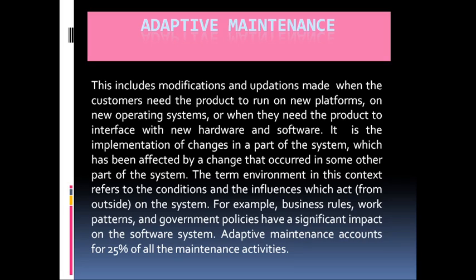The next type is adaptive maintenance. Adaptive maintenance includes modifications and updations made when the customer needs the product to run on a new platform. When the customer demands that the software should run on new platforms or new operating systems, or interface with new hardware and software, it becomes necessary to adapt our software according to the needs of the user. It is the implementation of changes in the parts of the system that have been affected by a change that occurred in some other part of the system.